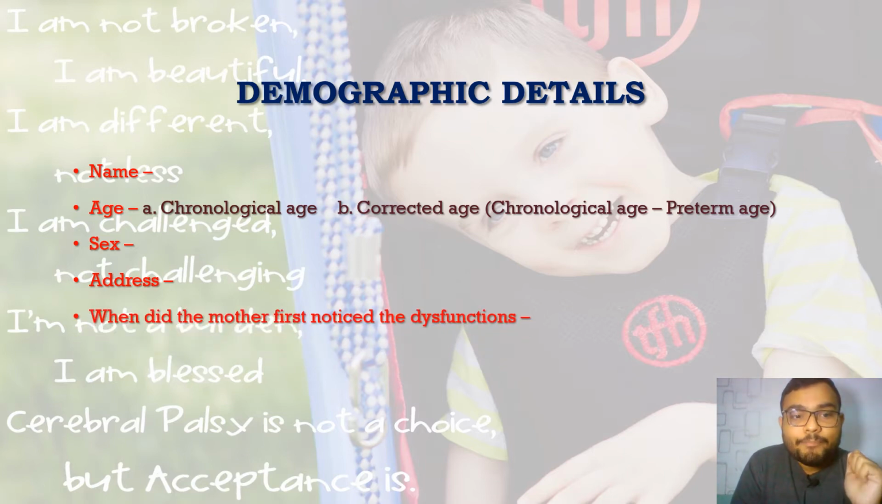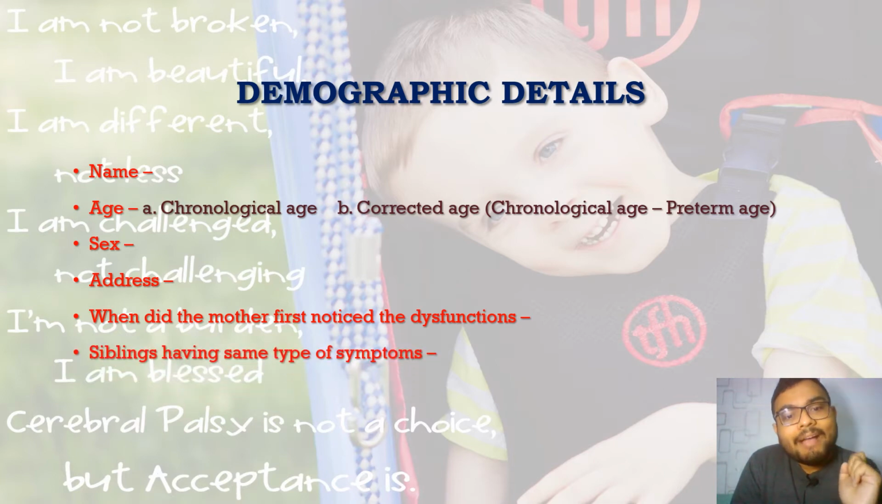And then the important thing, when did the mother first notice the dysfunction? See, the child doesn't know if he or she is having some sort of dysfunction, right? It is their parents, and most of the time it's their mother. They first notice the dysfunction, so you need to mention that, right? Then siblings having the same type of symptoms, so siblings like brother, sister, having this type of symptoms or not, right?